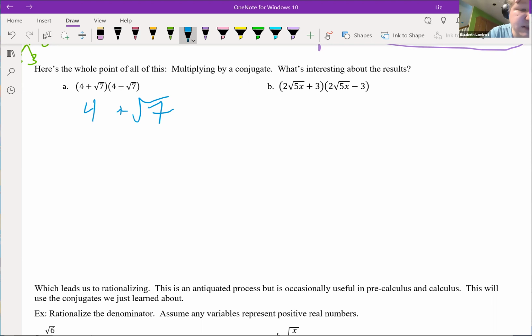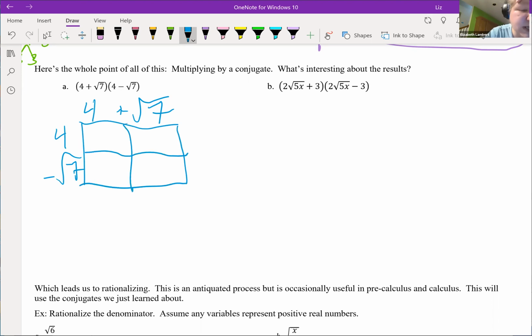So we have 4 plus the square root of 7 and 4 minus the square root of 7. Now, certainly, if you actively recognize that this is a difference of squares, you can skip the box and write what the result would be. But if you don't recognize it, I will show you what happens. So 4 times 4 is going to be 16. Then I have positive 4 square roots of 7. And then down here, I now have negative 4 square roots of 7.